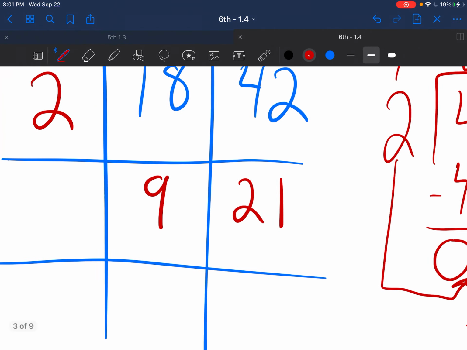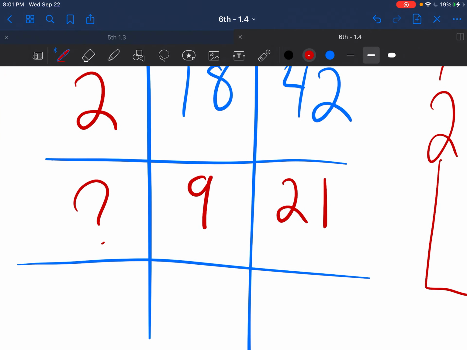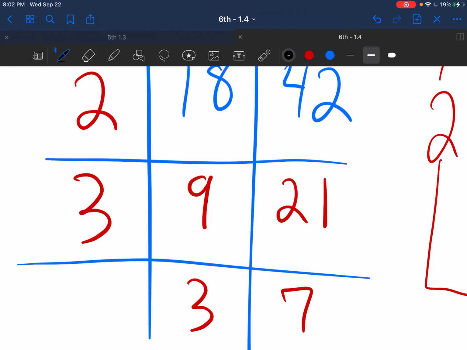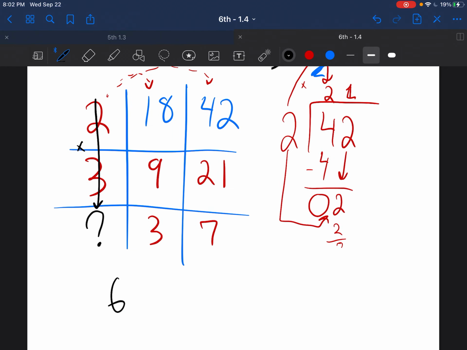Now here's my next question. Is there a number that can go into both 9 and 21? Yes, there is. And that number is, what is it? 3. So how many times does 3 go into 9? Well, it goes in there 3 times. How many times does 3 go into 21? It goes into there 7 times. Now my next question is, is there a number that can go into both 3 and 7? Nope. So that means all I got to do is multiply straight down. 2 times 3 gives me 6. So we know our GCF for this question is 6.